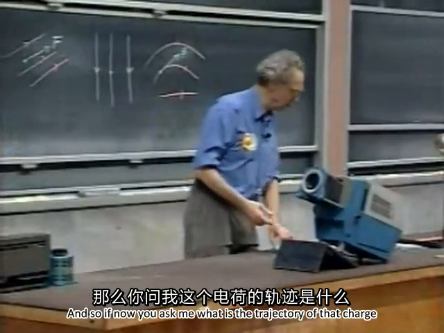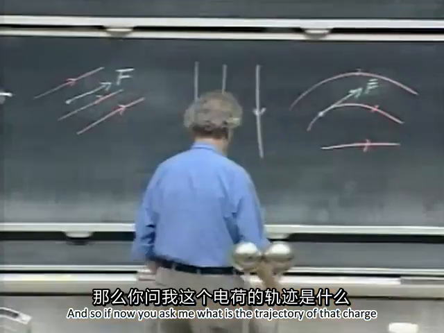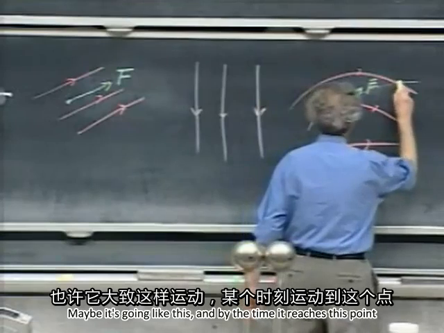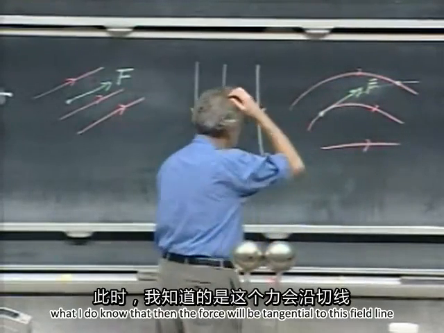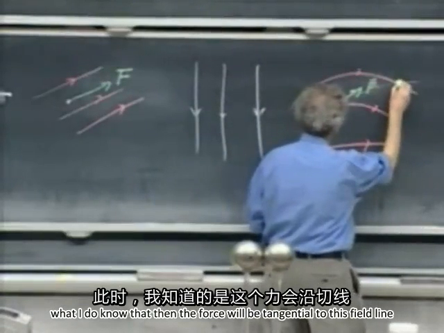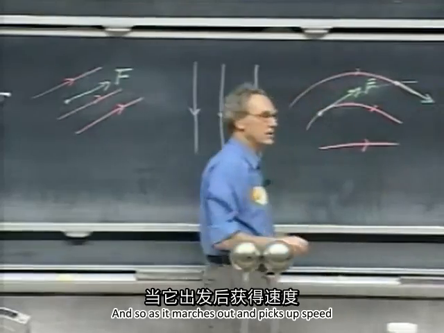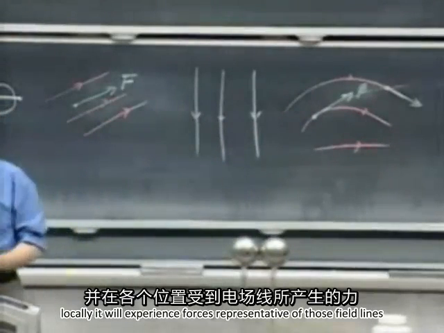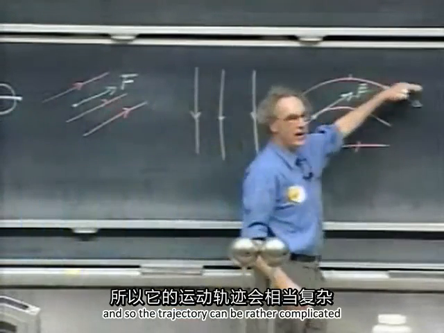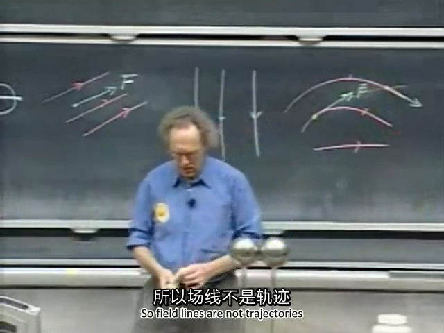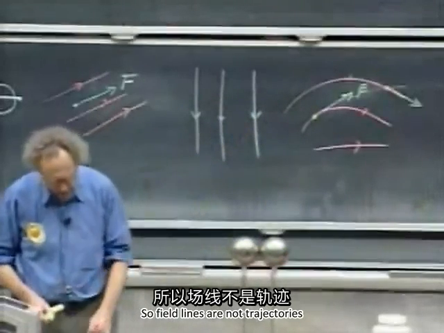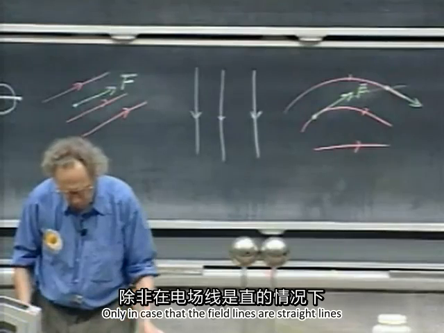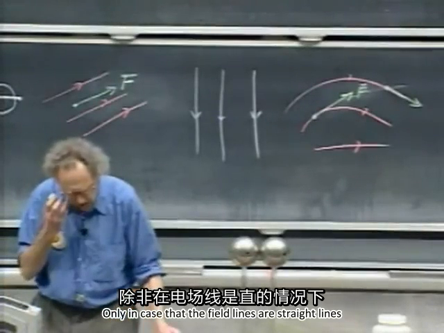And so if now you ask me what is the trajectory of that charge, well, it could become very complicated. I really don't know. Maybe it's going like this. And by the time it reaches this point, what I do know is that the force will be tangential to this field line, so it will be in this direction. And so as it marches out and picks up speed, locally it will experience forces representative of those field lines, and so the trajectory can be rather complicated. So field lines are not trajectories, and not even when you release a charge with zero speed, only in case that the field lines are straight lines.